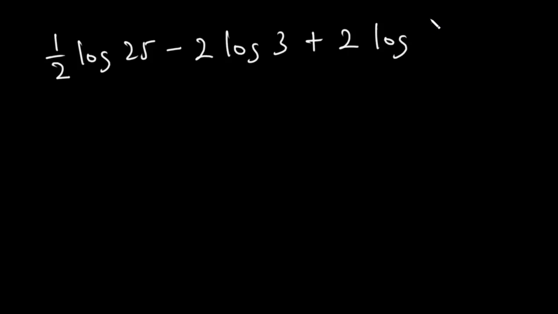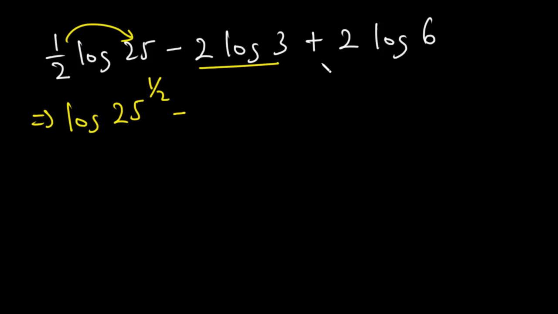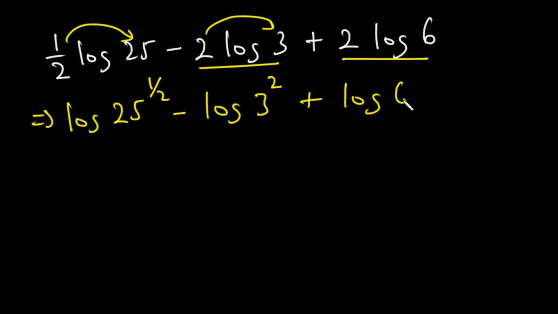Try this. What is 1 over 2 log 25 minus 2 log 3 plus 2 log 6? Now to solve this, we need to transfer the values behind the log to this position. So we are going to have log 25 exponent 1 over 2, and then we are going to do same for these two terms. So you are going to transfer 2 to this position, so it's going to be log 3 exponent 2 plus log 6 exponent 2.